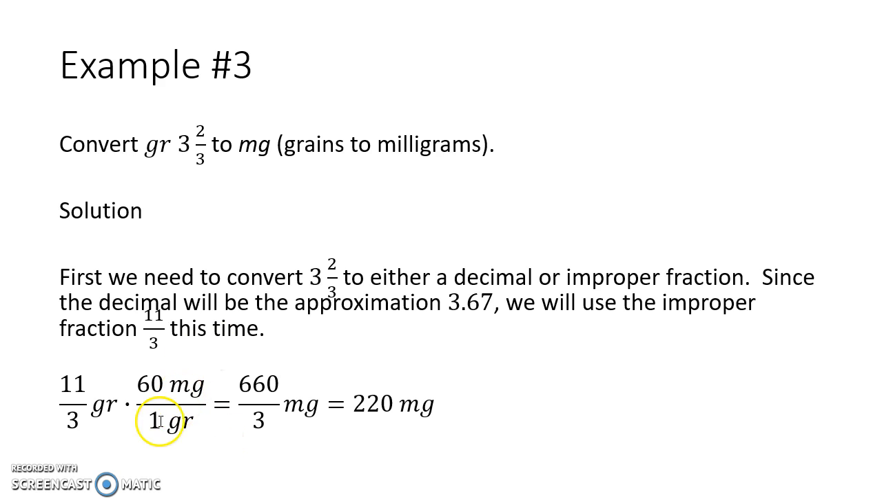So we set up our unity fractions, making sure to keep the grains on the bottom so it cancels out with our grains from our known quantity. And then in this case, I just multiply the tops together. So 11 times 60 is 660 over 3 times 1, which is 3. And if you divide that out, you'll get 220 milligrams.